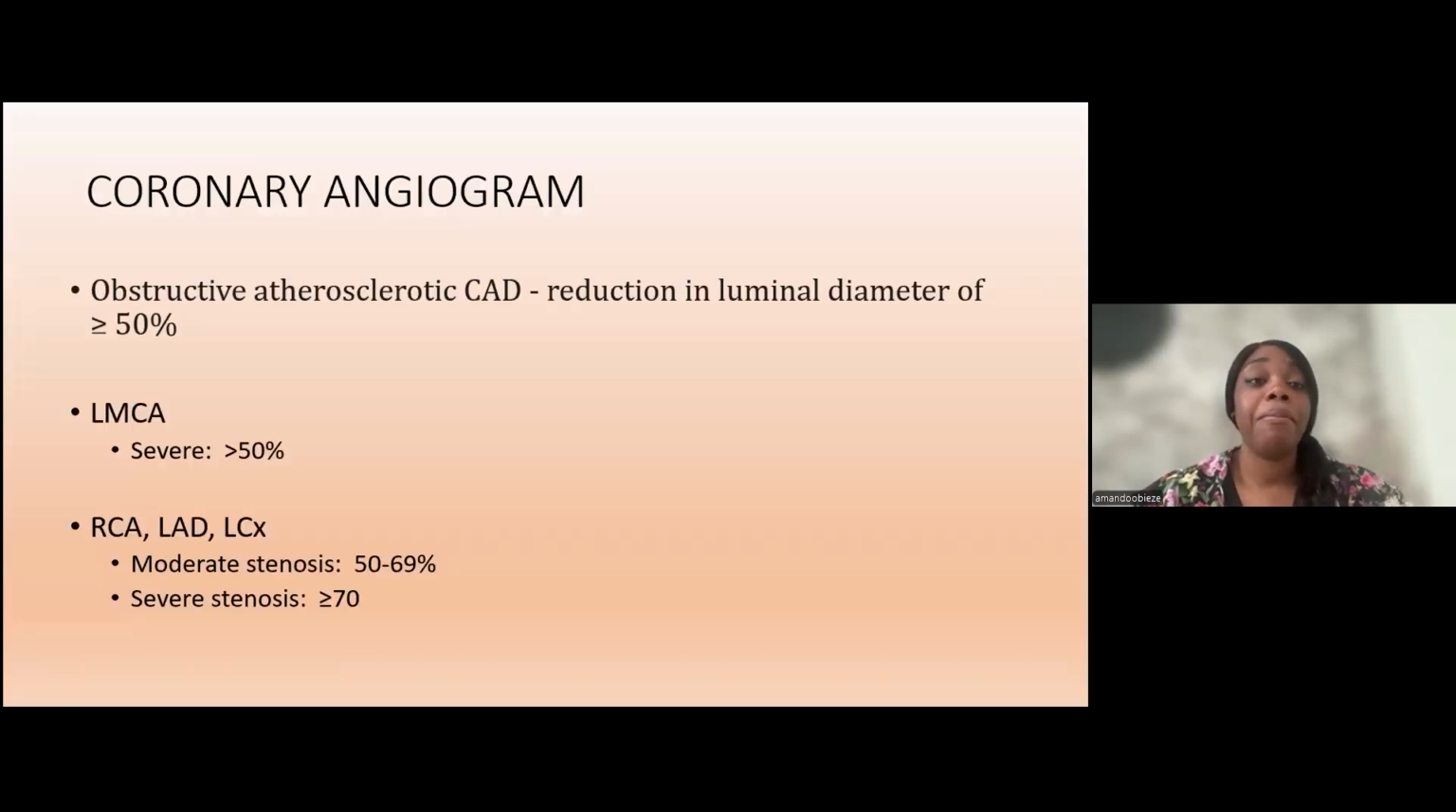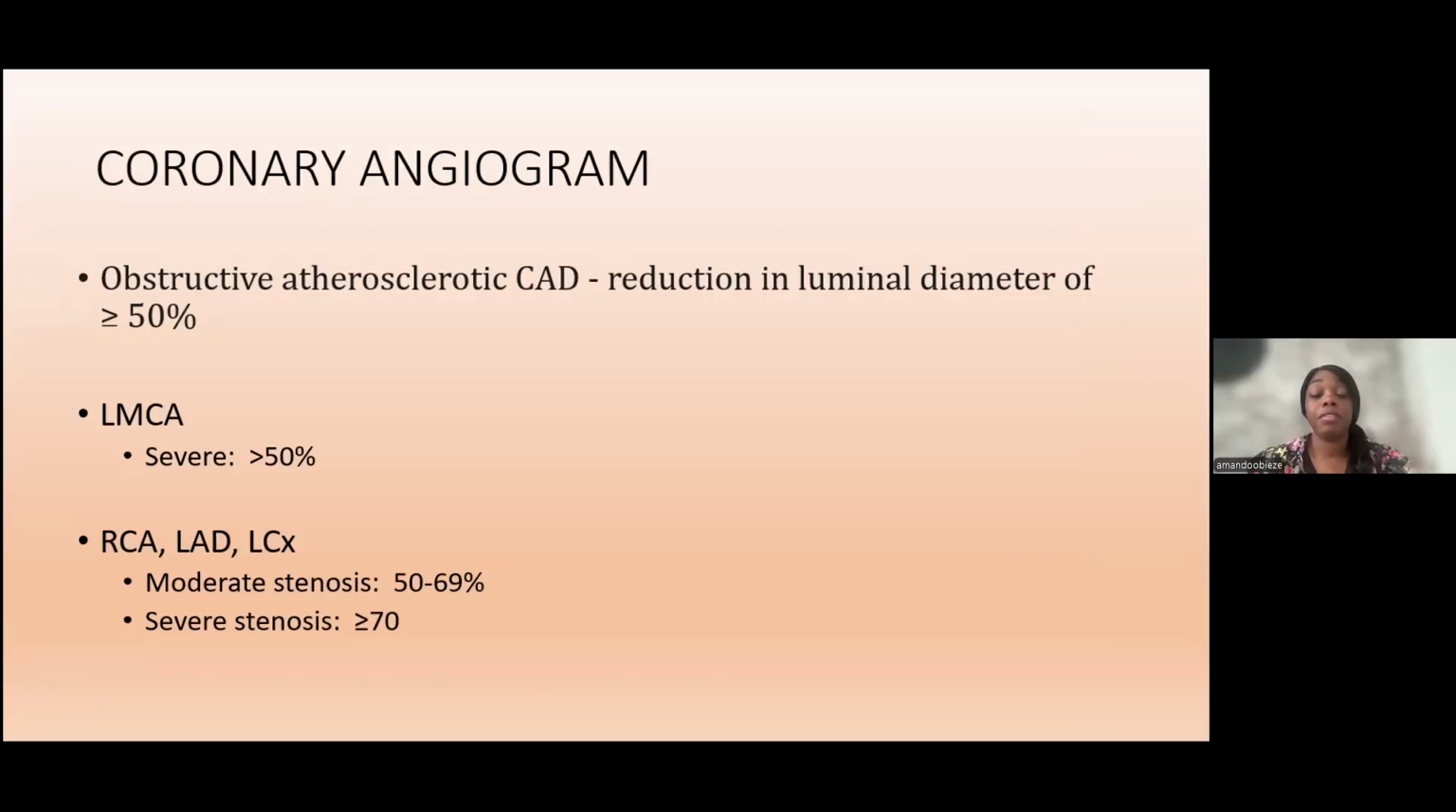And just a brief recap for the diagnosis of obstructive atherosclerotic CAD is where you have a reduction in greater than 50% of the luminal diameter of the coronary arteries. For the left main coronary artery, the value for severity would be greater than 50, but for the rest, that's the right coronary artery, the left anterior descending, and the left circumflex, it would be greater than 70% to actually give a diagnosis of severe stenosis. Next, please.